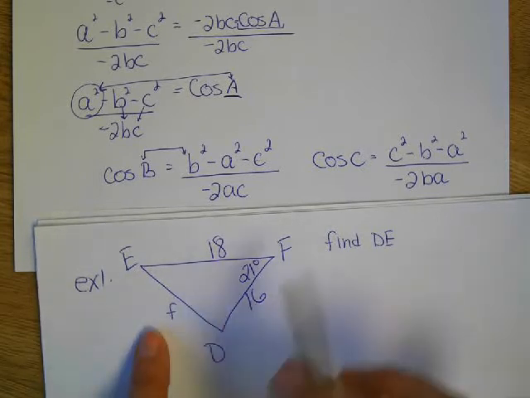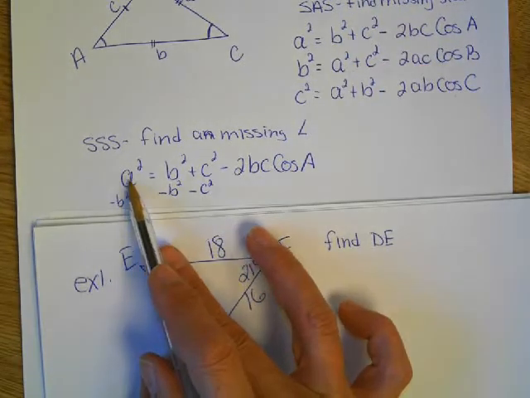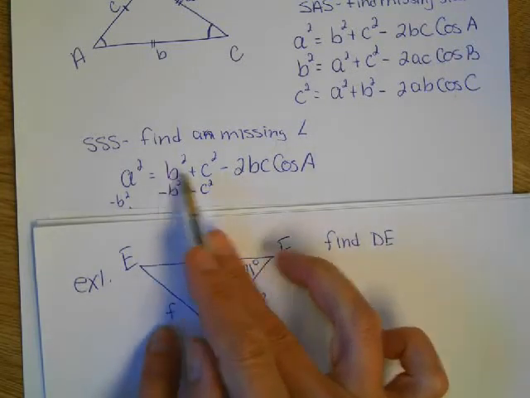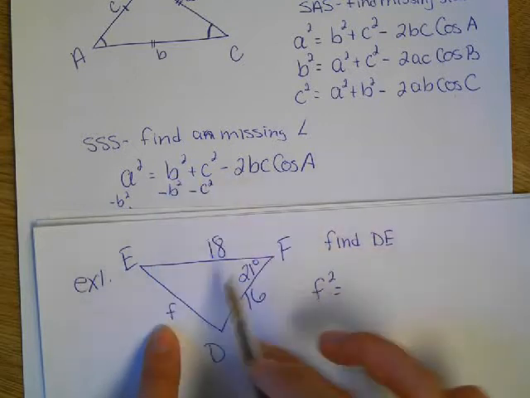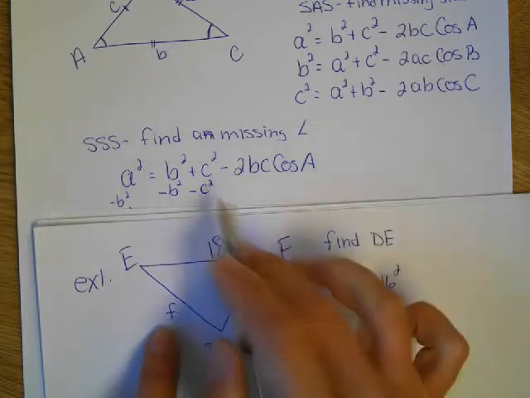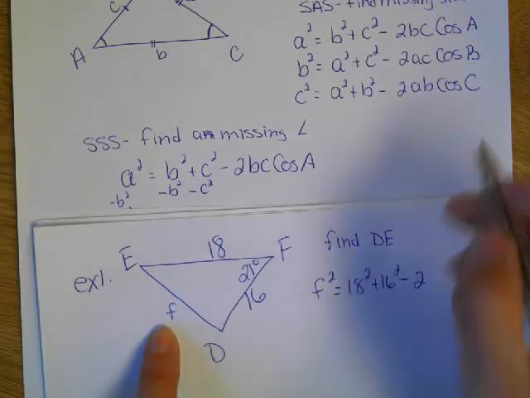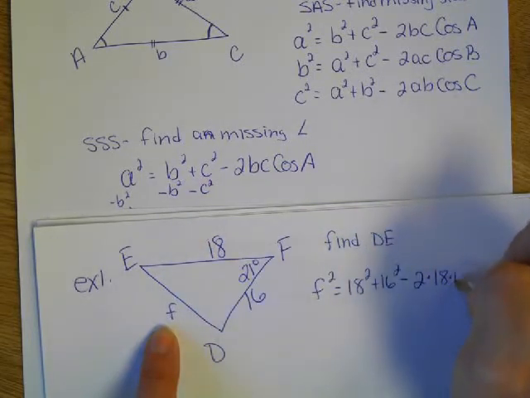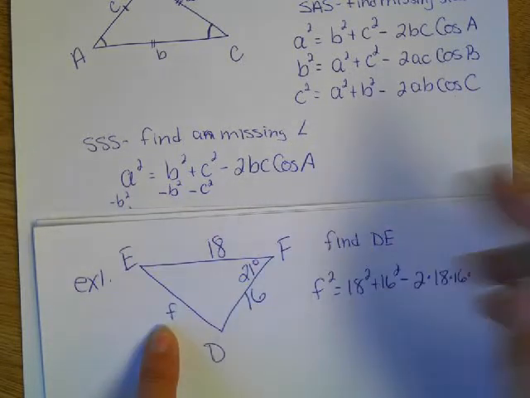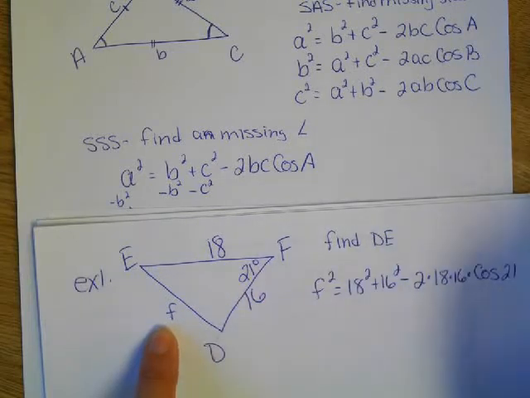So I know when I am finding a side length, I have it squared, so that'll be f squared, equals, it's the two other sides that I know, both squared and added together, so that'll be 18 squared plus 16 squared. Then I subtract 2 multiplied by each of those numbers, so times 18 times 16 times the cosine of the corresponding angle. The cosine for angle F is 21.